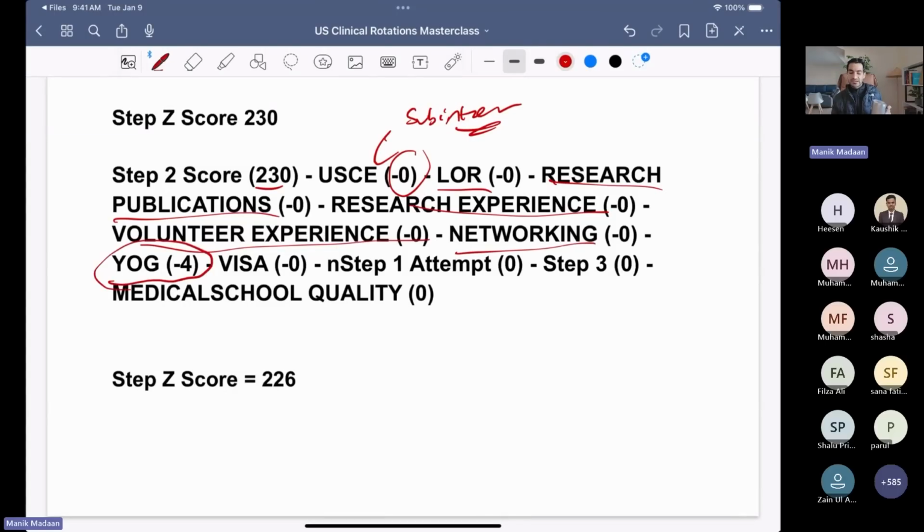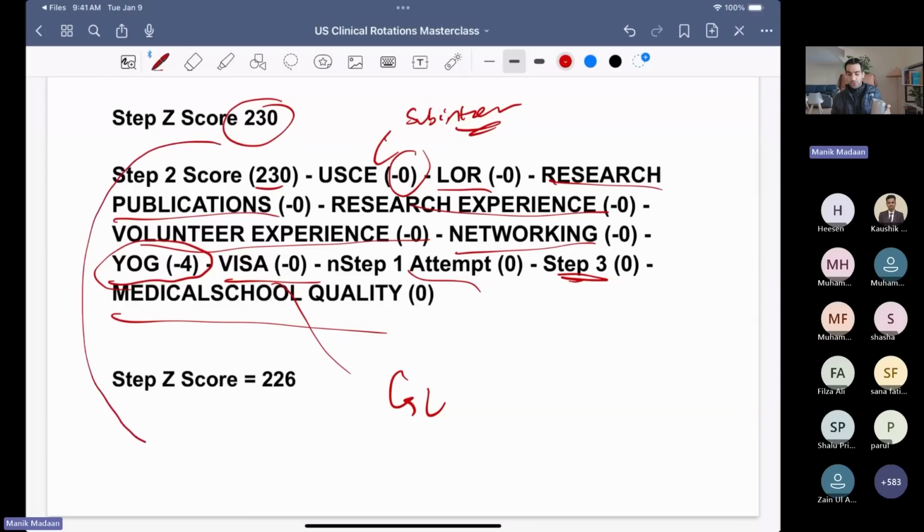Year of graduation, let's say they're a bit late, right? So we subtract a -4. From that, they have a green card. No Step 1 attempts, right? They've given Step 3, not given Step 3, right? So if they've given Step 3, we're not going to subtract any points. And medical school quality is top notch, right? So in this case, your 230, because of that, let's say YOG, right? The only issue was your year of graduation. It went to a 226, right? Your Step 2 score went from a 230 to your Step Z score of 226.